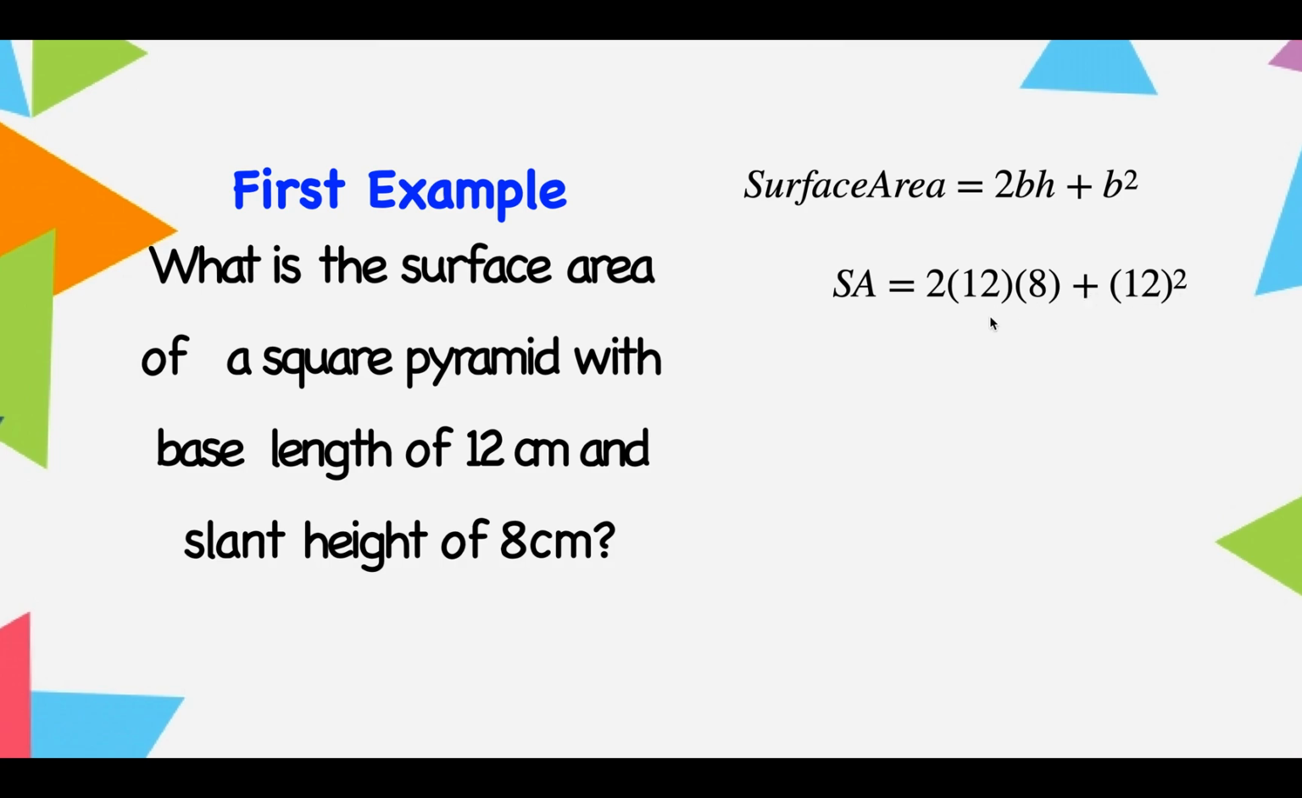So you have to simplify this first. We have to multiply 2, 12, and 8, and then square 12, and after that add the two numbers. As we multiply, 2 times 12 times 8, we have 192, and then square 12. That is 12 times 12, the answer is 144. Lastly, to add 192 and 144, we'll have 336 centimeters squared. So the surface area of the square pyramid is 336 centimeters squared.